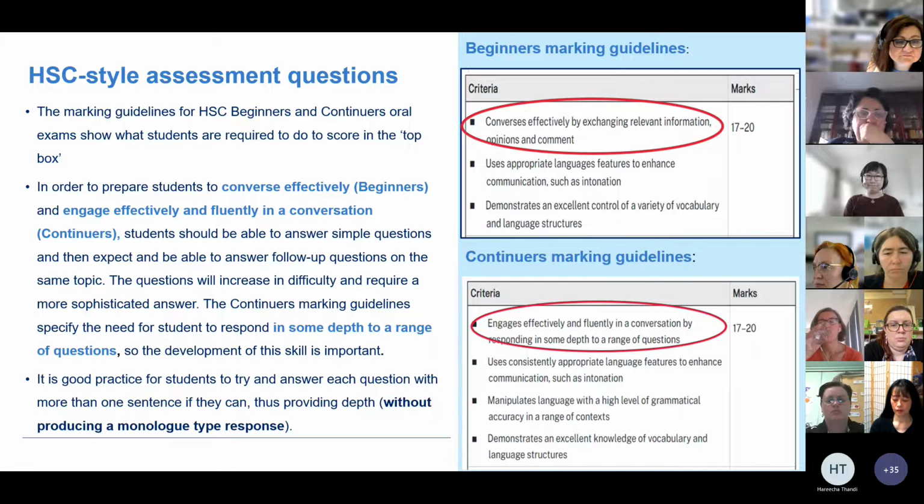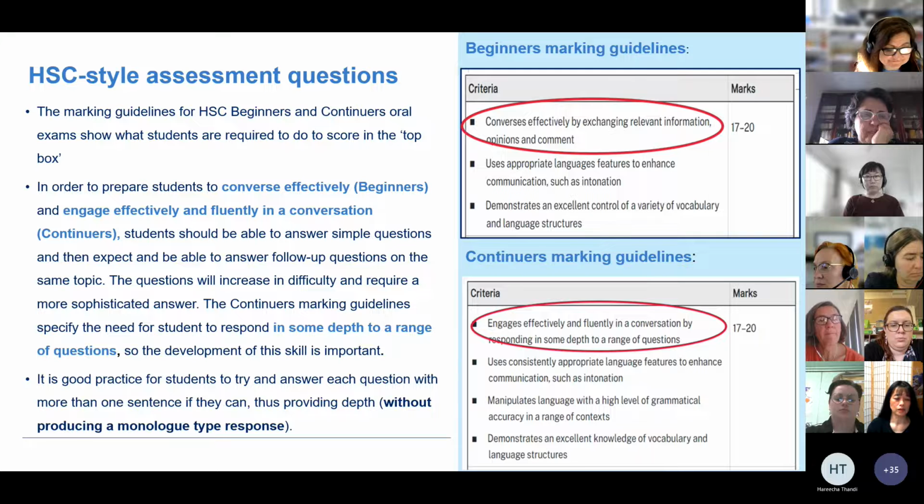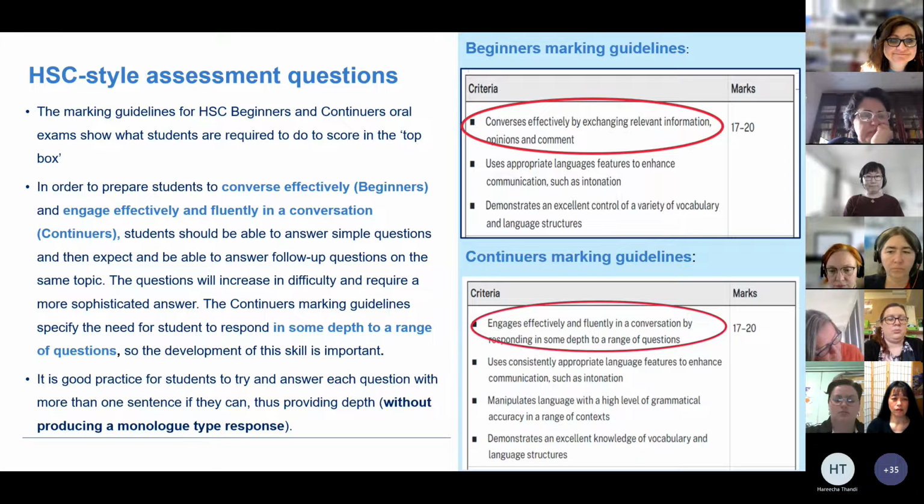It's completely natural for students to be nervous or to not understand the question, and it's completely fine to say, I didn't understand, or can you please say that again in the target language? Avoid using English. The examiner won't respond in English. So does that answer that question? Thank you.